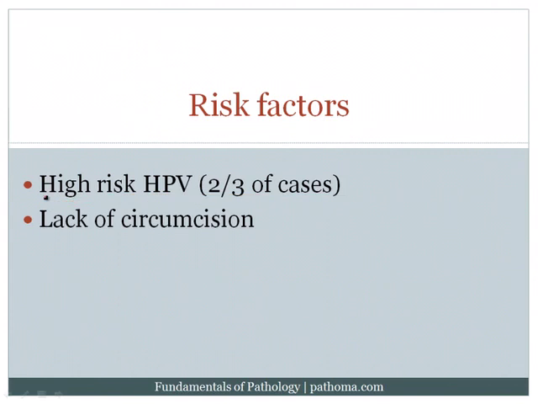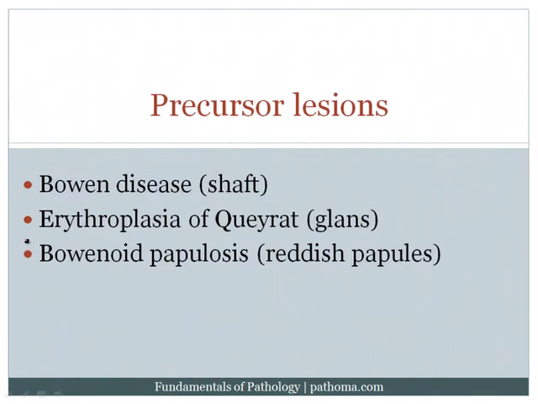There is also an association with lack of circumcision, and the idea here is that if the patient has foreskin, that can act as a nidus for inflammation and irritation if it's not properly maintained. And so improper maintenance of the foreskin becomes a risk factor. Now, there are some precursor lesions to squamous cell carcinoma that are high yield for exams.